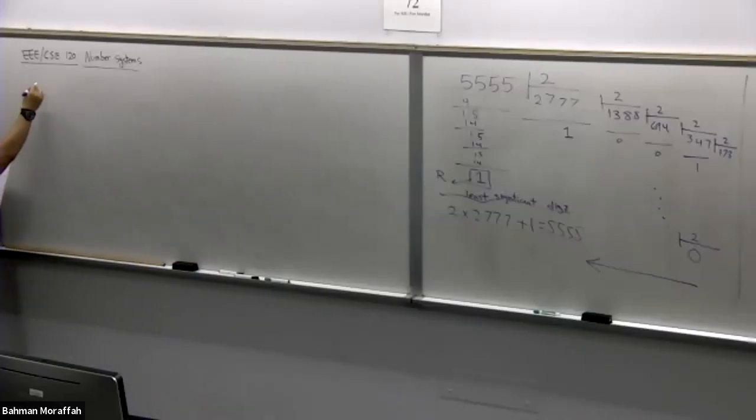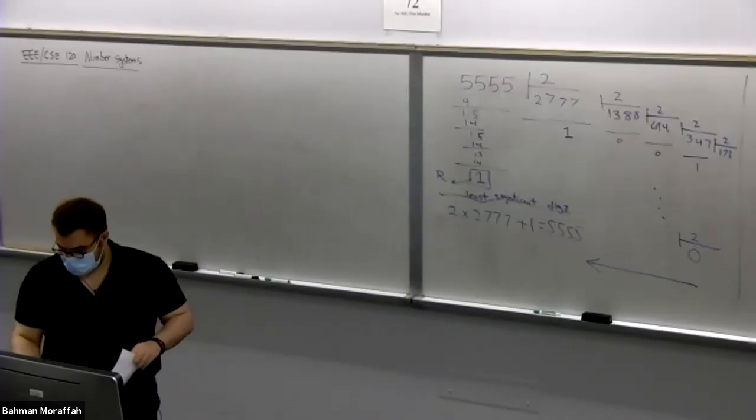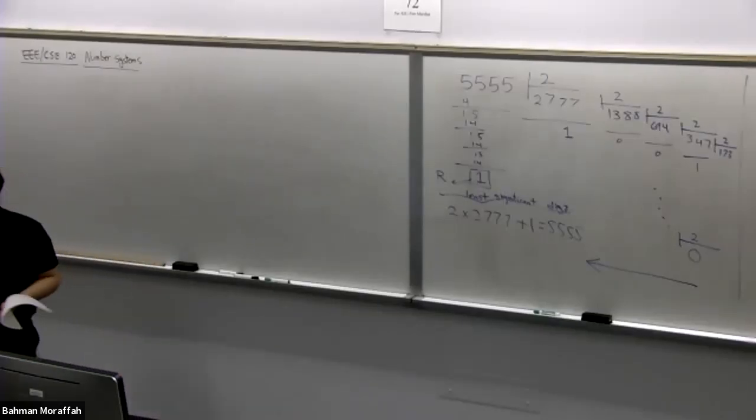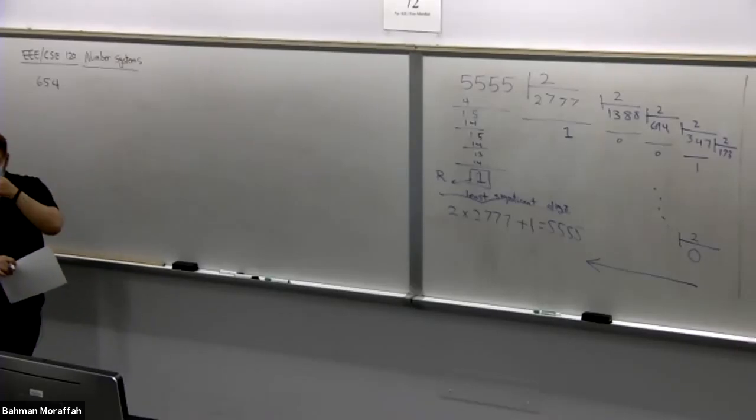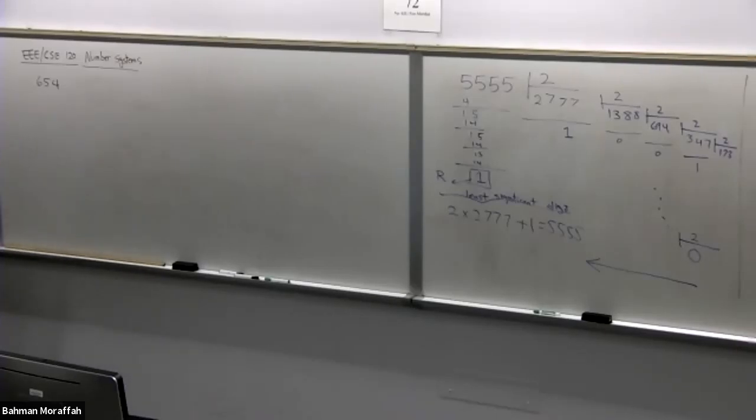Let's do the example that we actually started off with. The example was 654, right? And again, I'm going to put a lot of emphasis on it: when I don't write the basis, it's actually 10. We're used to having them. Okay, so let's find the binary representation of this number.